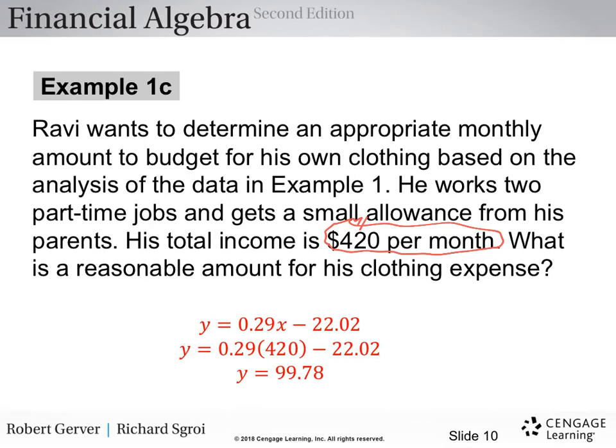Well, first of all, we go back to the linear regression equation that we came up with, which was 0.29x minus 22.02. We're going to plug in 420 for x. And if I do that, I come out with y equals 99.78. Or in other words, a reasonable amount that Ravi should spend on clothes is $99.78 per month based on his income.